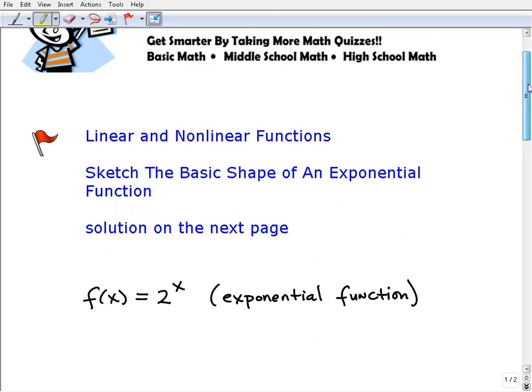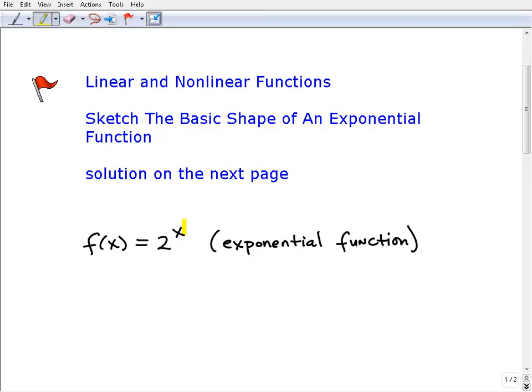Okay, so here is our function. We have f of x equals 2 to the x power. We would consider this an exponential function, and we want you to go ahead and sketch that out real quick. All right, let's take a look at our solution.